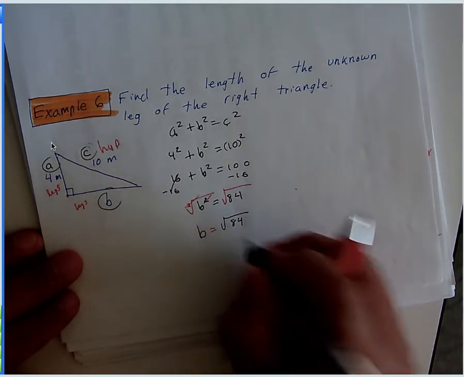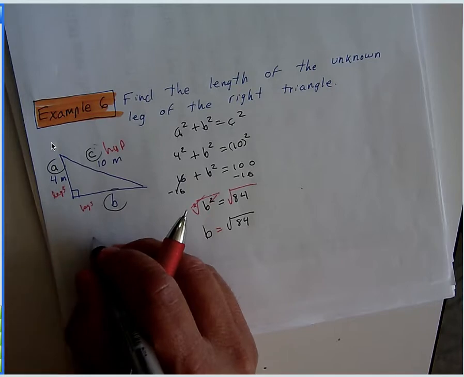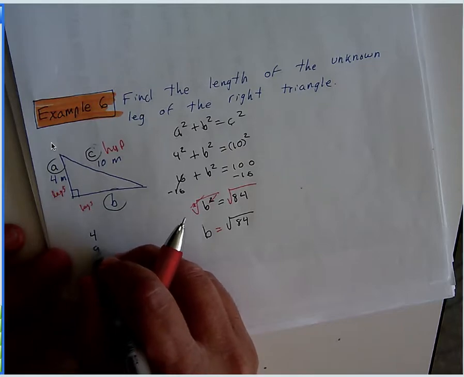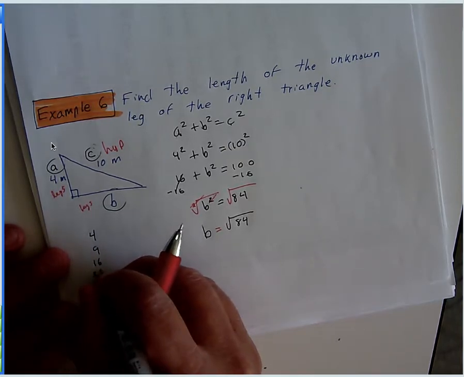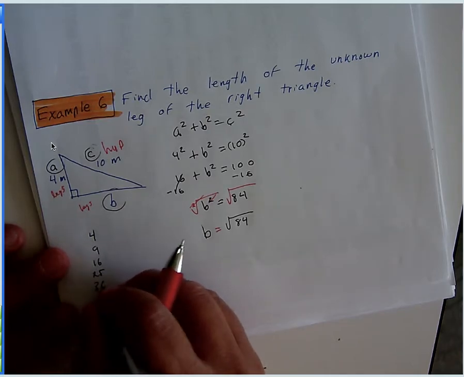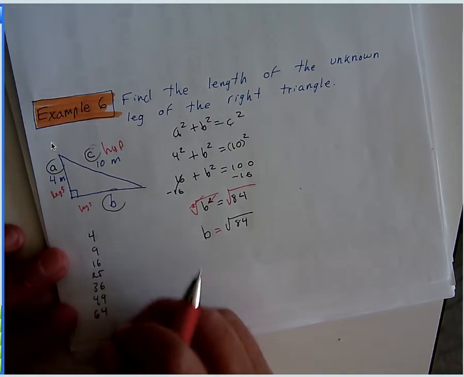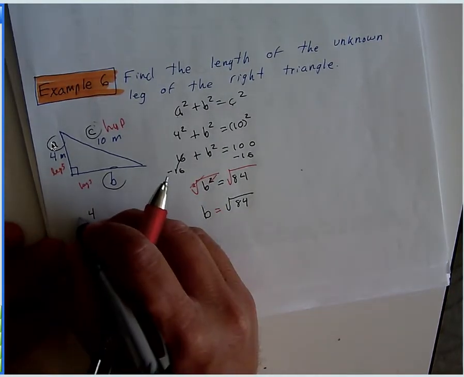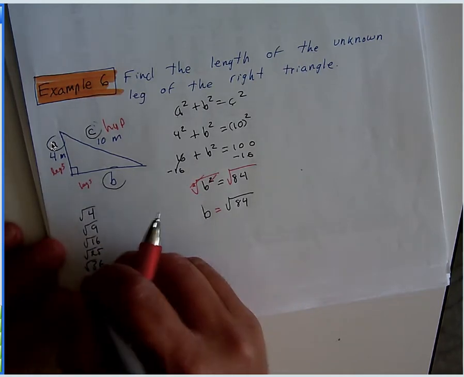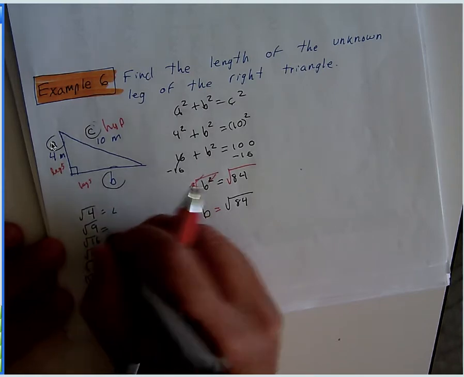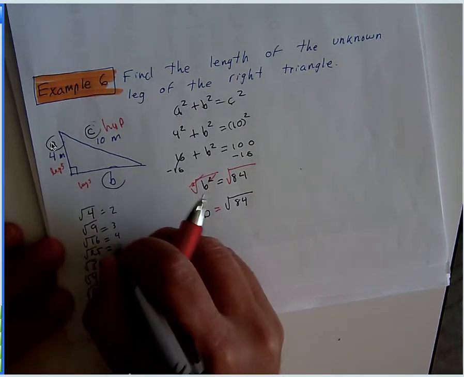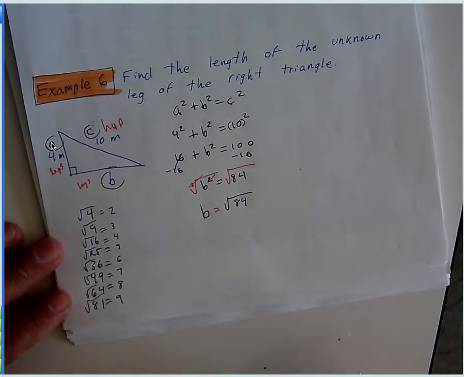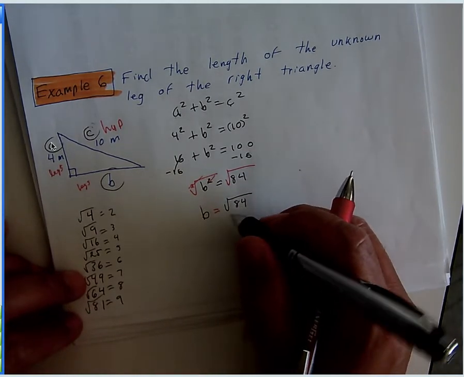So I know square root of 84 is not a perfect square root. Remember, the perfect squares are 4, 9, 16, 25, 36, 49, 64, 81. So these are the perfect squares. This gives you 2, 3, 4, 5, 6, 7, 8, and 9. Like that. So this one, can we split it so that we can simplify it further?